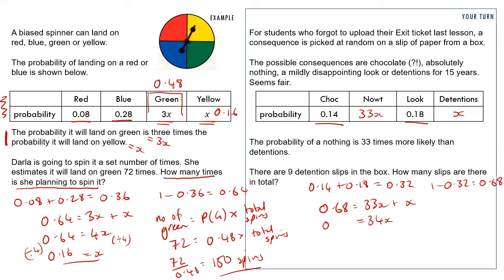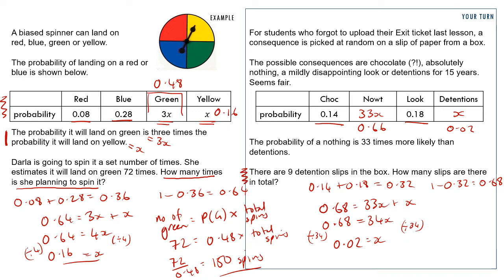Collecting like terms there. And we can see that this is going to work out nicely. Divide both sides by 34. And that gives us 0.02 is equal to x. So probability of detention is 0.02. Probability of nothing happening is 0.66.